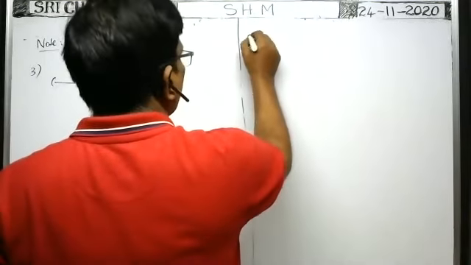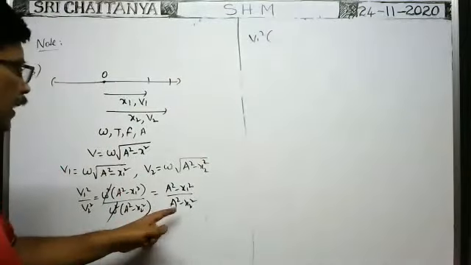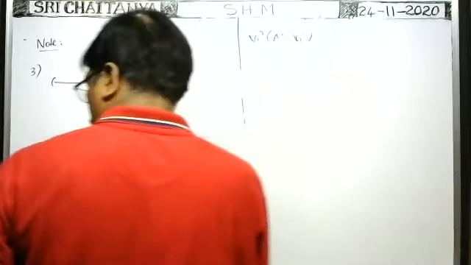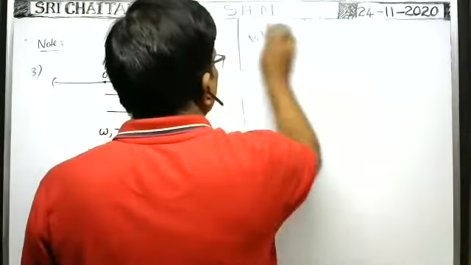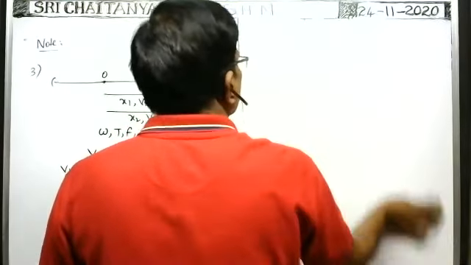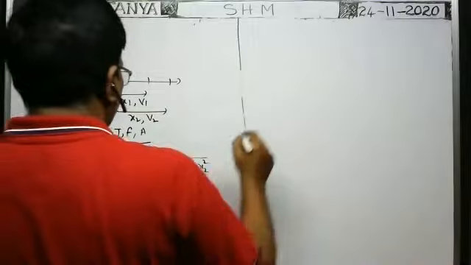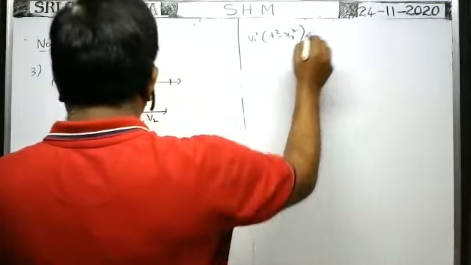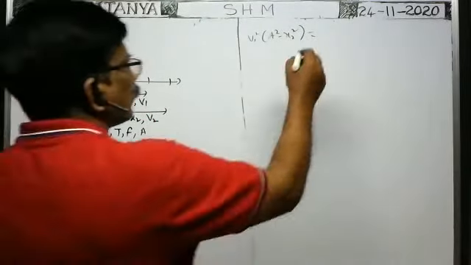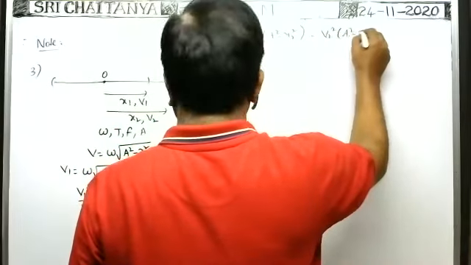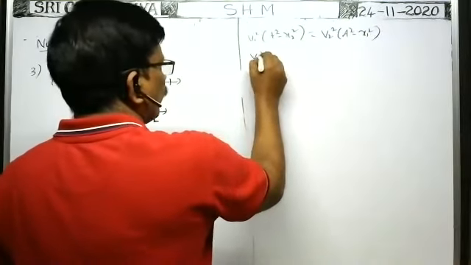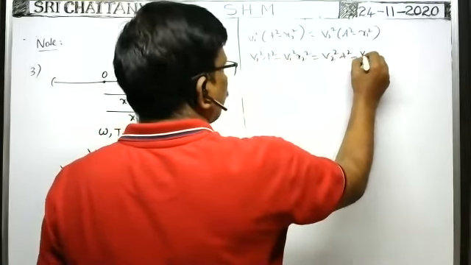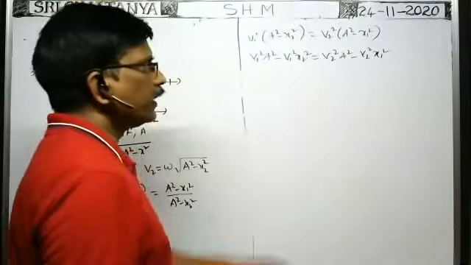You do cross multiplication. v1 square into a square minus x2 square is equal to v2 square into a square minus x1 square. You multiply them. v1 square a square minus v1 square x2 square is equal to v2 square a square minus v2 square x1 square. We need the formula for a.